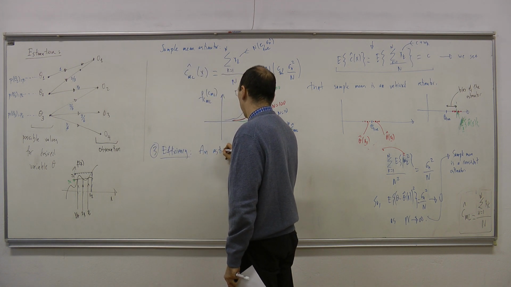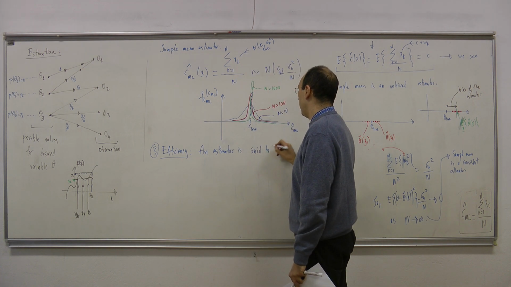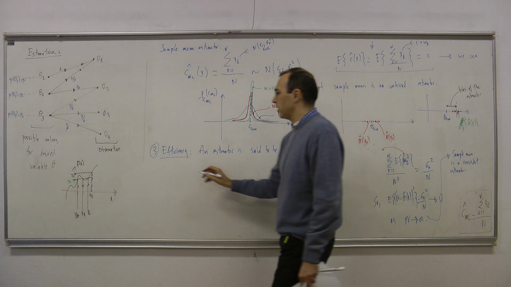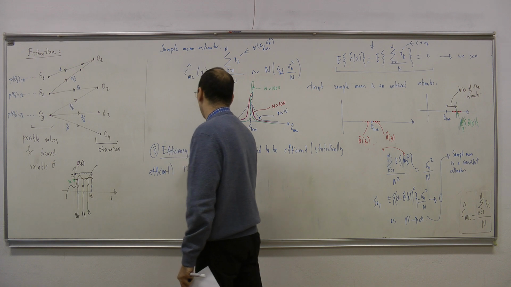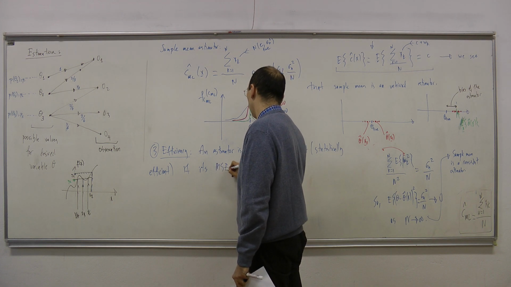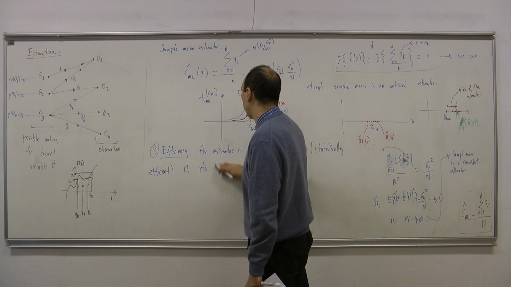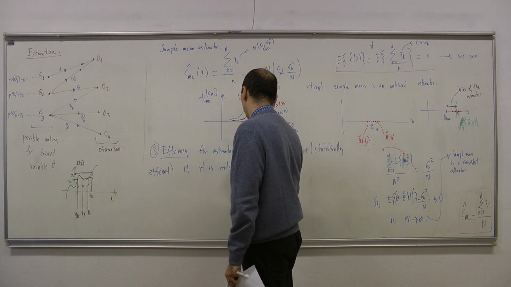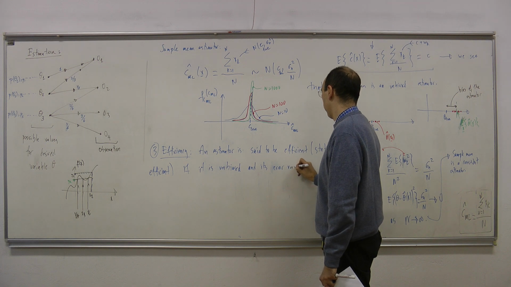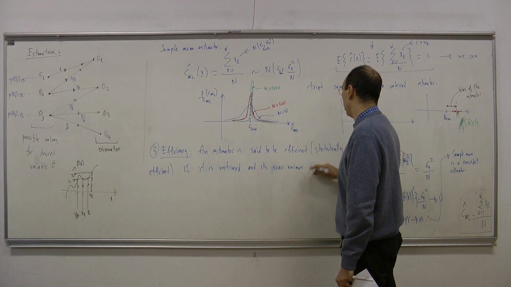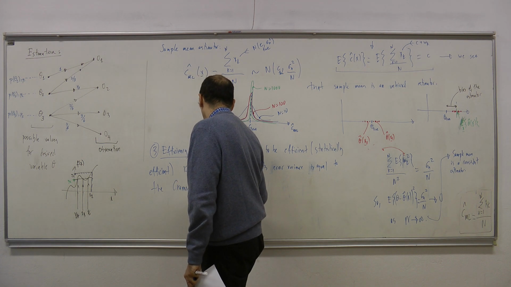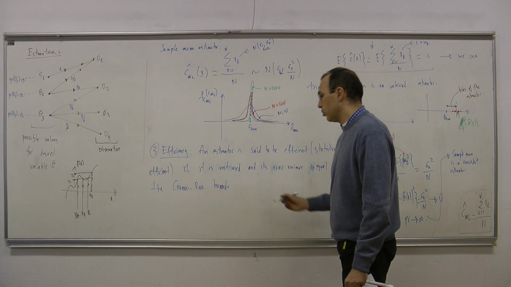An estimator is said to be efficient, or sometimes called statistically efficient, if it is unbiased and its MSE, its error variance, is equal to what we call the Cramér-Rao bound. So what is this Cramér-Rao bound?